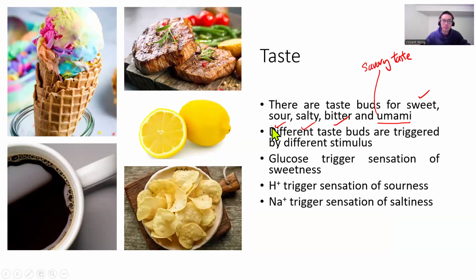Now, you might have seen a picture like this before where the tongue is divided into different regions, right? Like this is sweet and this is sour or something like that. But that's actually not quite true, okay? It turns out the taste buds are kind of scattered throughout the entire tongue, even though some regions might be more sensitive to a particular taste than another.